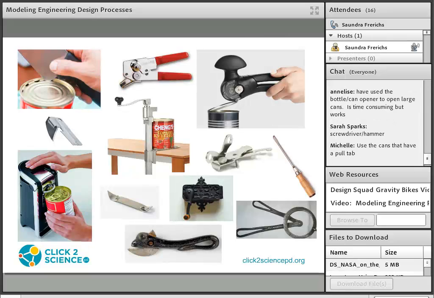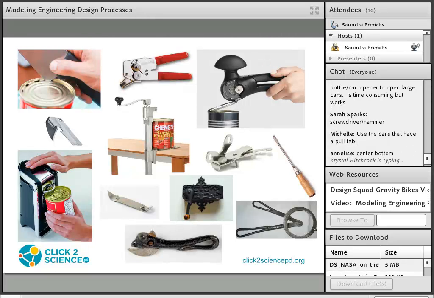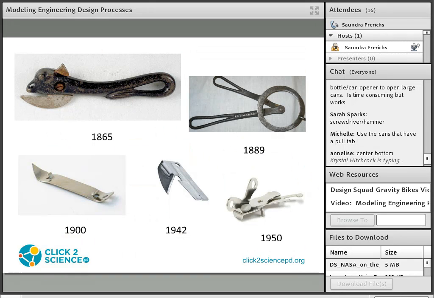So looking at the designs here, does anybody know which of these designs for a can opener is the oldest? Remember, cans were around for about 50 years before can openers were around. So before that, chisels and hammers were the most common tool used. That was how the problem was solved. Oh, I like Michelle's point that cans now come with a pull tab, so you don't necessarily need a can opener.